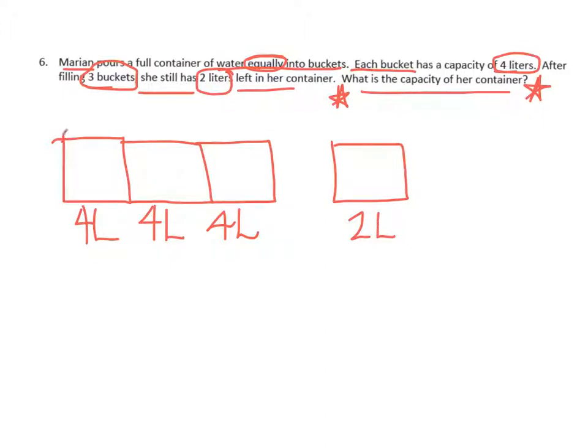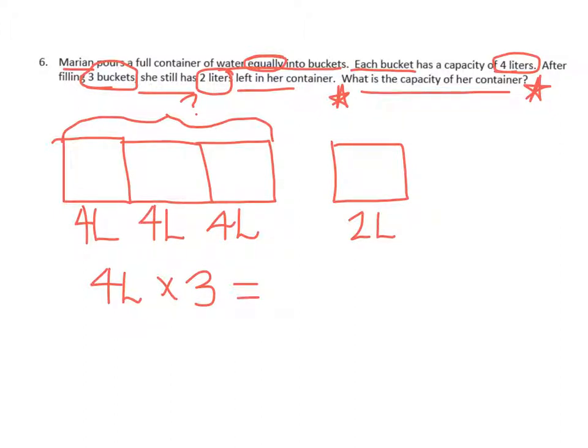So what I want to do is figure out what she has already poured. So I see that I would add 4 three times, which really is 4 times 3. Go ahead and solve 4 times 3. Pause the video while you work and replay when you're ready.